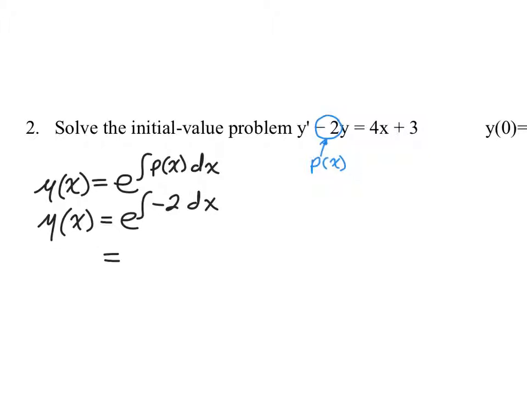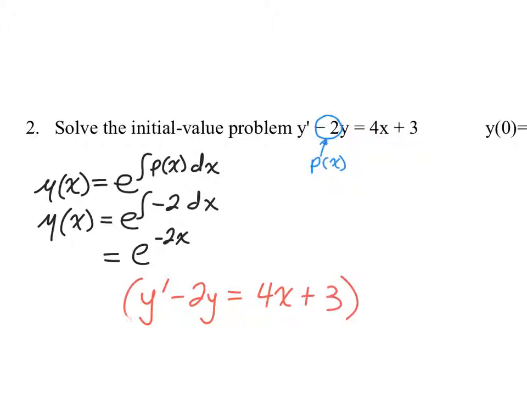No plus c's in intermediate steps. Plus c's happen at the very end. Right? So the antiderivative of -2 dx would be what? -2x. So we have e to the -2x. All right, so what I'm going to do is take my original differential equation, y prime minus 2y equals 4x plus 3, and multiply that by e to the -2x. All right, so multiply each part of it by that.